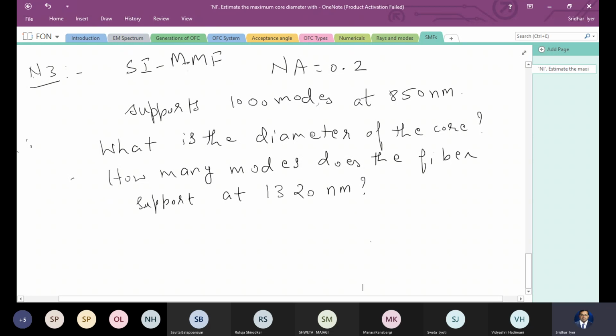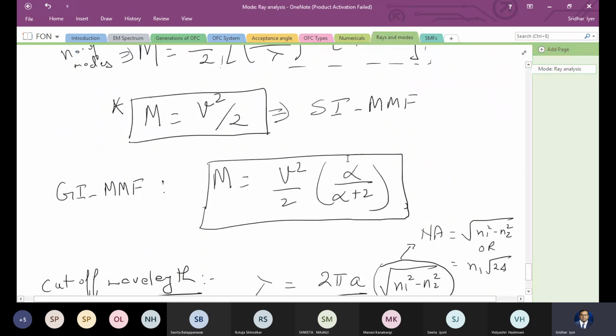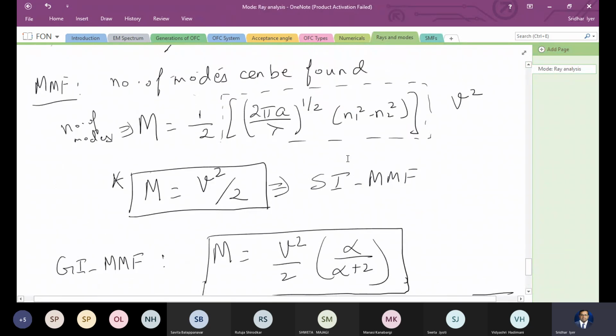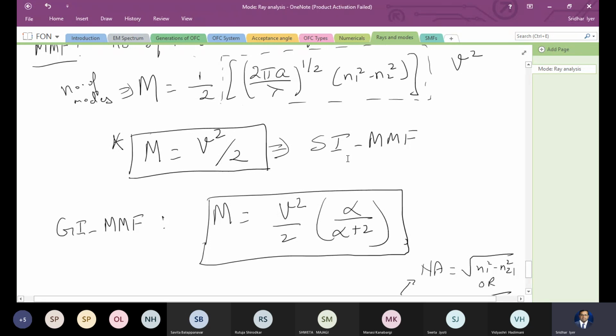Let me take you back to yesterday's lecture. If we are given a multimode fiber, which could be step index or graded index, there are two equations we can use. For a step index multimode fiber, the number of modes is V squared by 2. If it is a graded index fiber, the number of modes is V squared by 2 into alpha by alpha plus 2. These equations have been found after doing experiments.